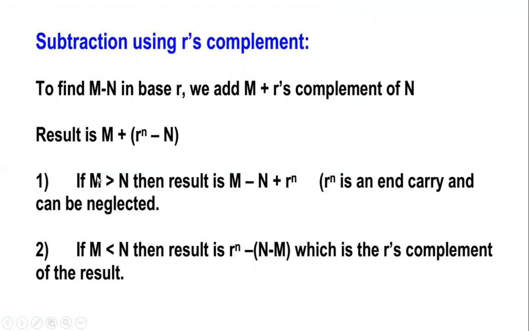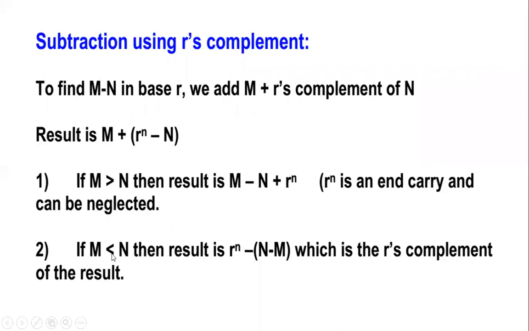So what happens? If M is greater than N, for the two numbers, the result is M minus N plus R to the power of n, where R to the power of n is an end carry and can be neglected.